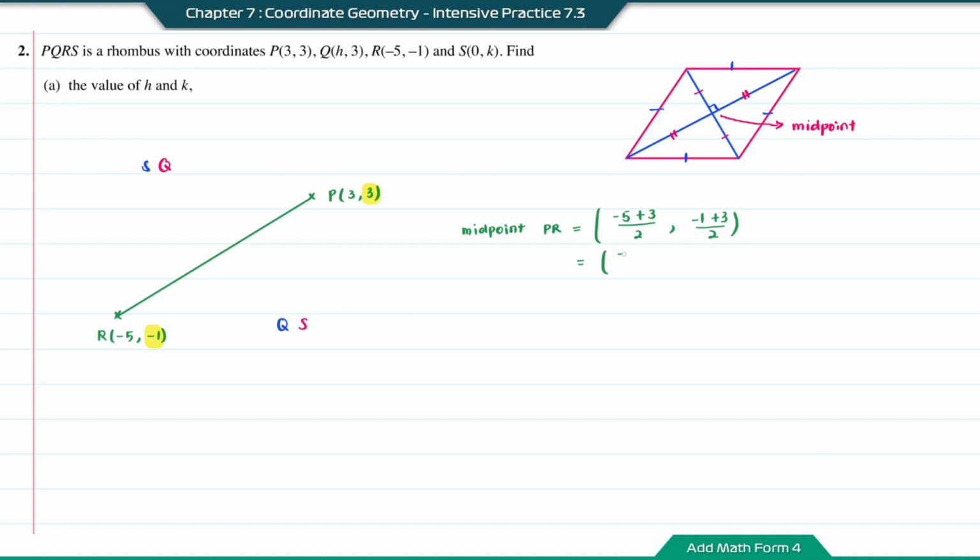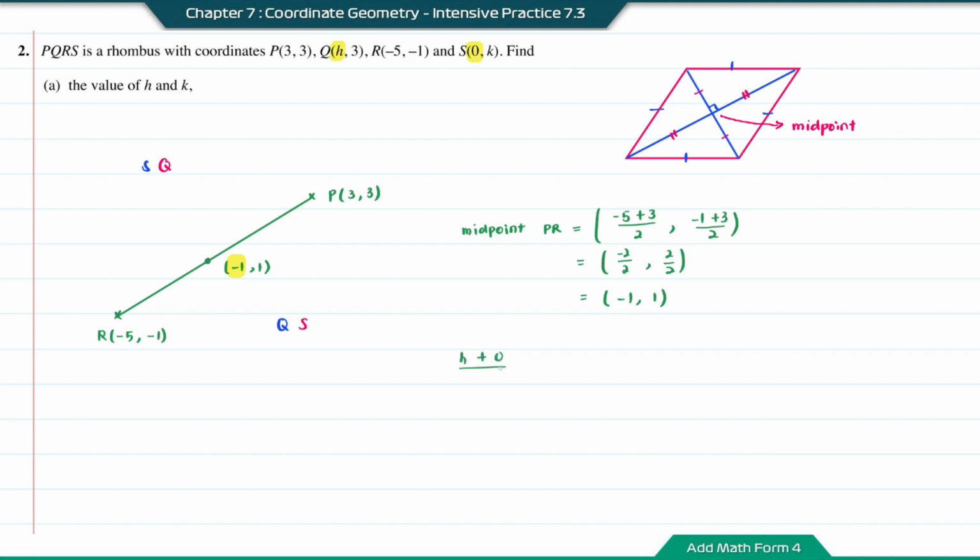So this is equal to -2 divided by 2 and 2 divided by 2. So the coordinate of the midpoint will be (-1, 1). So the coordinate (-1, 1) will also be the midpoint for QS. So when we sum up the x coordinates of the points Q and S and divide it by 2, this will give us the answer of -1.